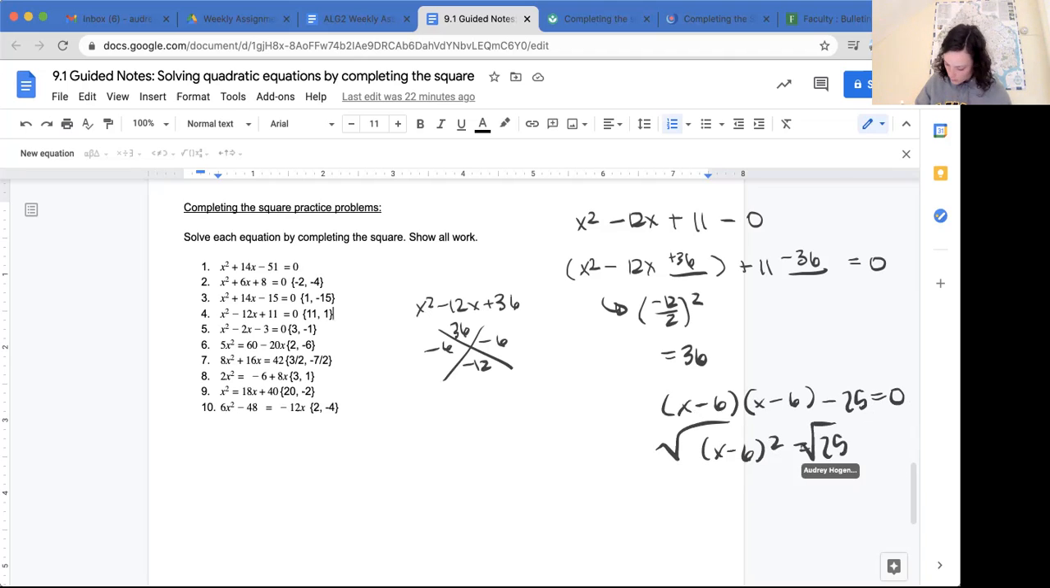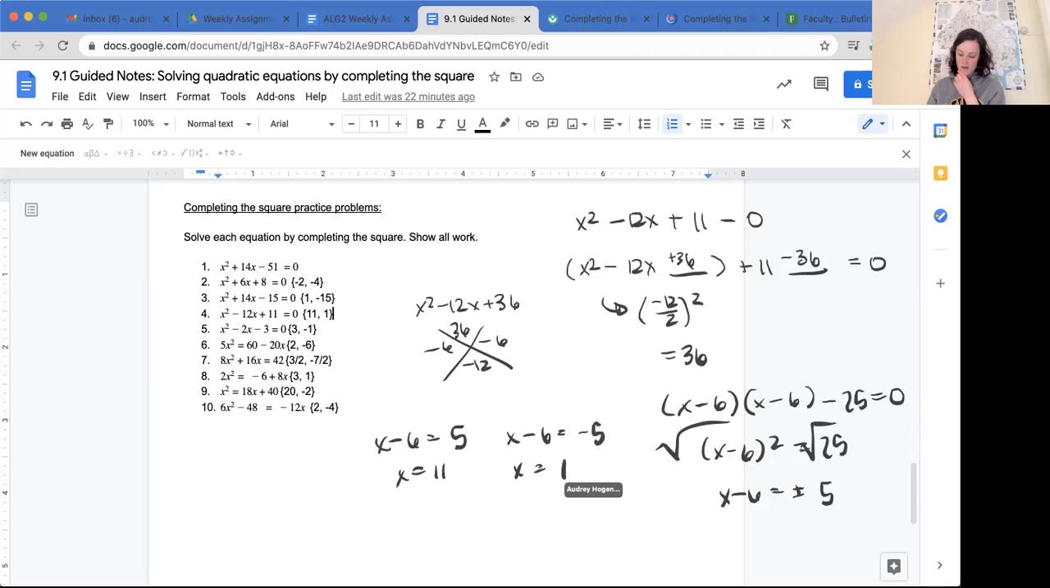So x minus 6 squared equals 25. Use my little square root property. x minus 6 equals plus or minus 5. So x minus 6 equals 5 would give me x is equal to 11. x minus 6 equals negative 5 would give me x is equal to 1.